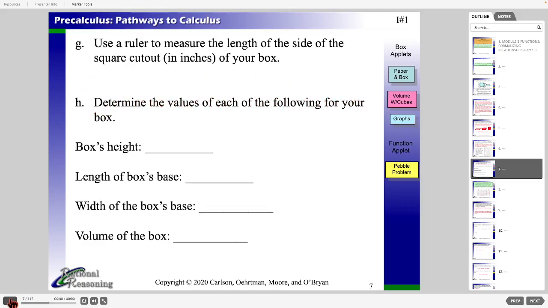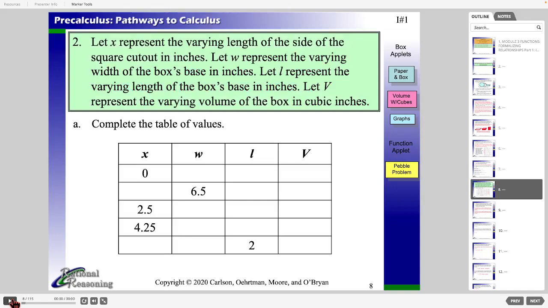Okay, so if you've got a box, you can use a ruler. If you've actually made one, you can see what happens. And then we can complete a table. So if we make no cut and we've got an 8.5 by 11, then the dimensions are 8.5 by 11, but it's got zero volume because there's nothing to fold up. It's just a flat piece of paper.